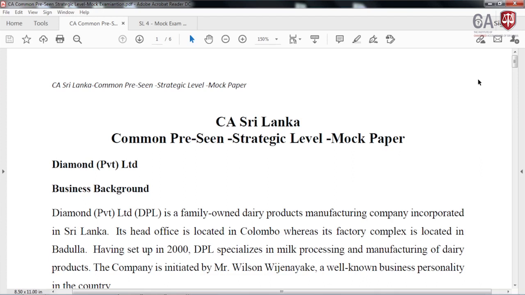In addition to that, you can find some material from other provisional exams. Even your tuition lecturer may provide some additional material for you. Do all those things and become familiar with the applications. The application is the key at the strategic level.